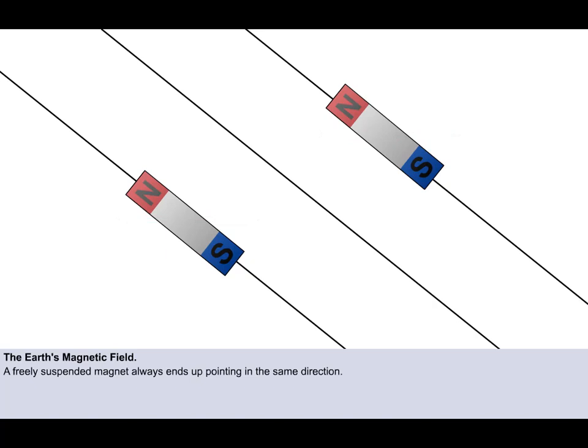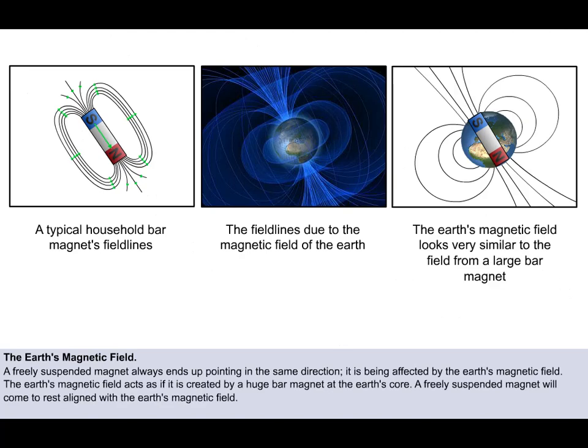This is because the suspended magnet is still being affected by a magnetic field. The magnetic field we refer to is one that everyone on our planet experiences every day. It is the magnetic field created by the Earth itself. The Earth has a magnetic field of its own, which acts as if it is created by a huge bar magnet at the Earth's core. A freely suspended magnet will come to rest aligned with the Earth's magnetic field.